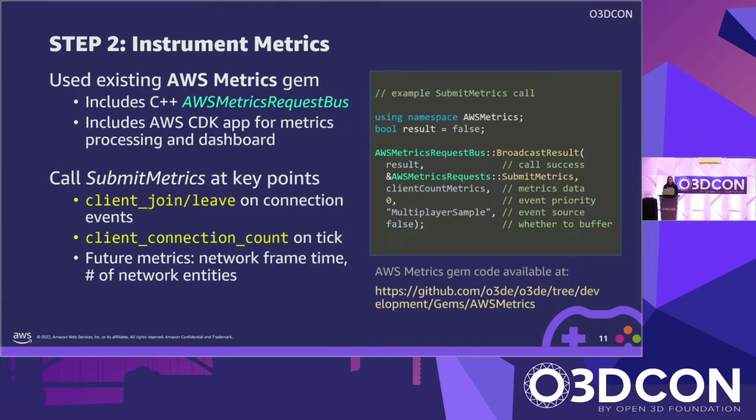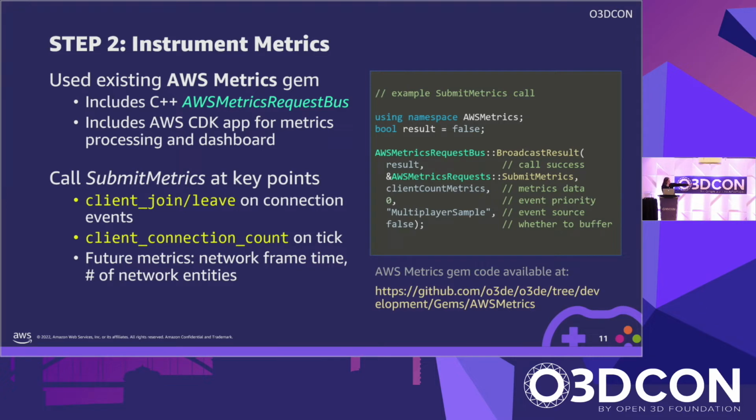Okay, so the next application level change we had to make was instrumenting metrics that we wanted to observe while the game is being tested. And again, there's some prior art here that we can actually build upon. So we chose to use the existing AWS metrics gem because it already has a couple things we need. So if you don't know, there's already an AWS metrics gem for O3DE. It includes a metrics request bus that we can invoke programmatically. There's an example over there. And also a CDK application that will stand up metrics gathering resources and a dashboard for us in AWS, which you'll see later in the demo.